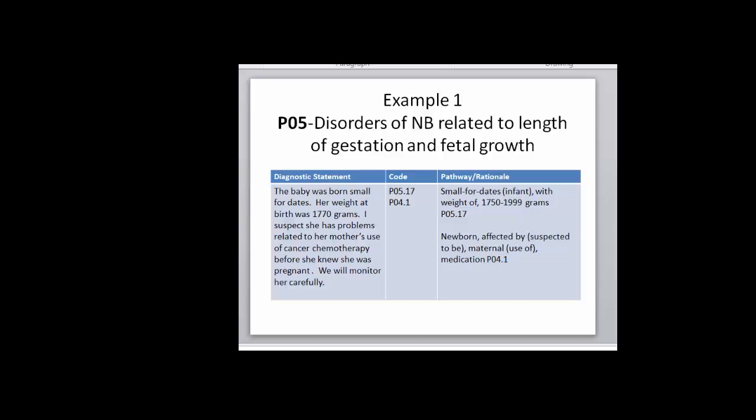We're going to look up small for dates, and using the range of weights that's given, P05.17. For the newborn affected by the maternal use of medication, there was no subterm for chemotherapy, so I chose the medication subterm as the closest thing.